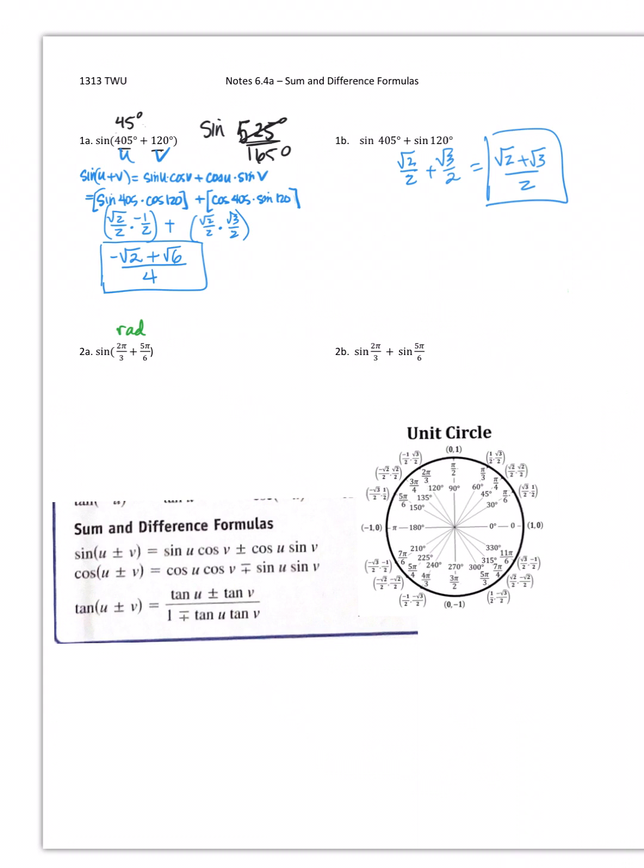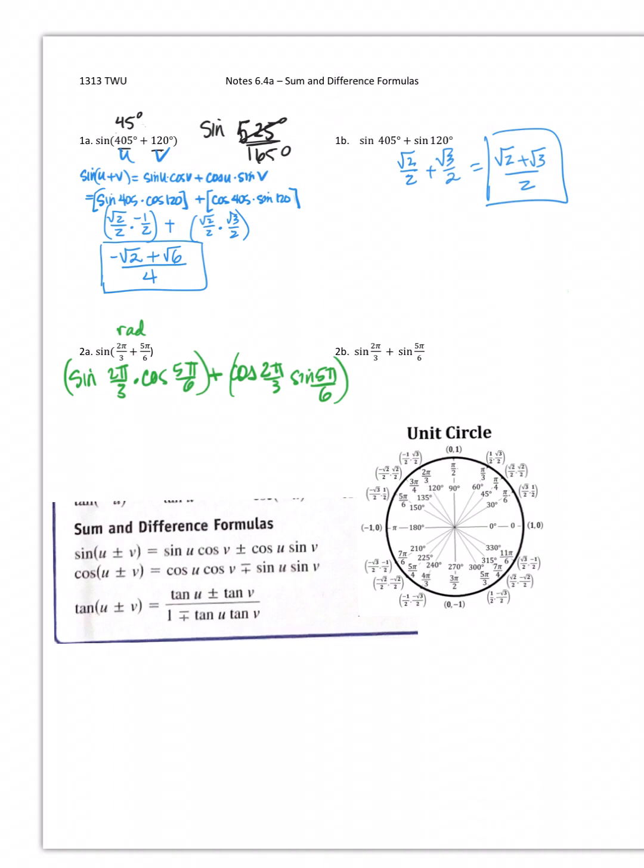Okay, so let's do the sum and difference formula. So we're actually going to be using the same formula we did in the previous example because it's sine and it's a sum. What's different is that the angles are in radians. That's all. Okay, so I'm going to say the sine of my first angle is 2 pi over 3 times the cosine of the second angle, 5 pi over 6, plus cosine of the first angle, 2 pi over 3, sine of the second angle, 5 pi over 6. So we do the products first and then we add them.